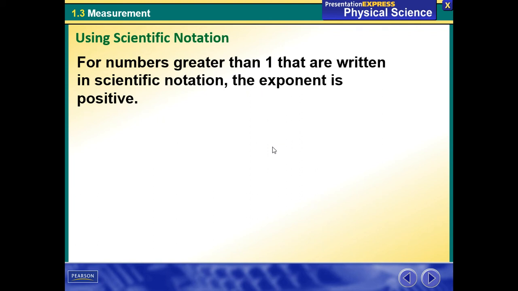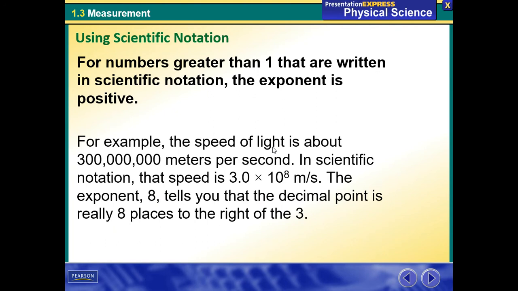So when writing things in scientific notation, we're going to talk about what does it mean when you have a positive exponent, and then what does it mean when you have a negative. So let's start with the positive first. For any number that is greater than 1, so that number can be 984, it can be 12, it can be 1000. Anything that's bigger than 1, we write scientific notation with a positive exponent.